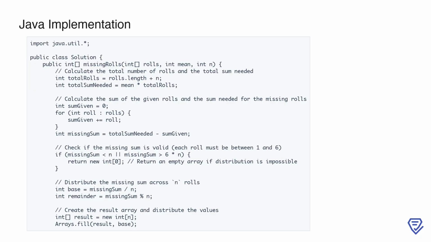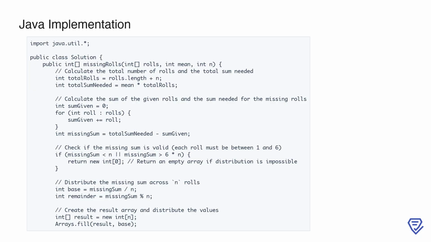Next, we calculate the sum of the given rolls by iterating through the rolls array. The difference between the total sum needed and the sum of the given rolls gives us the missing sum, or the sum that needs to be distributed among the missing rolls. However, before distributing this sum, we check if it's even possible to divide it among the missing rolls, given the constraints that each roll must be between 1 and 6.